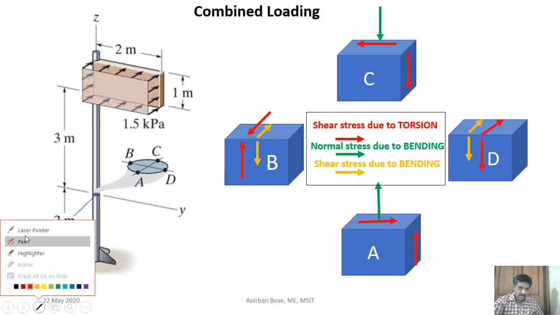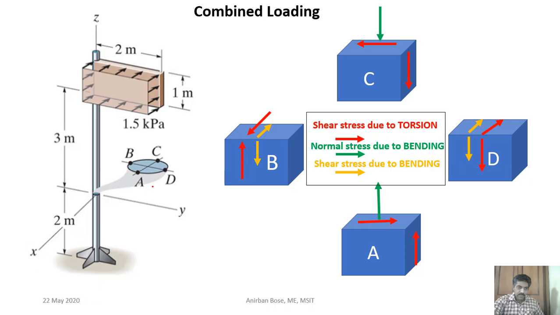Let us take the marker. Since this load will try to rotate the pole with respect to its z-axis, the shear stress will come on C in this direction, on B in this direction, on A in this direction, and on D in this direction. This kind of torsional moment will come. And because of torsion, what stress is coming? You know, because of torsion, shear stress is coming, right? Now what will be that shear stress because of torsion?